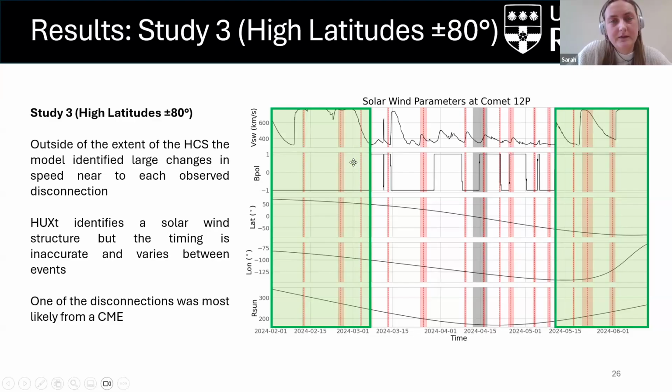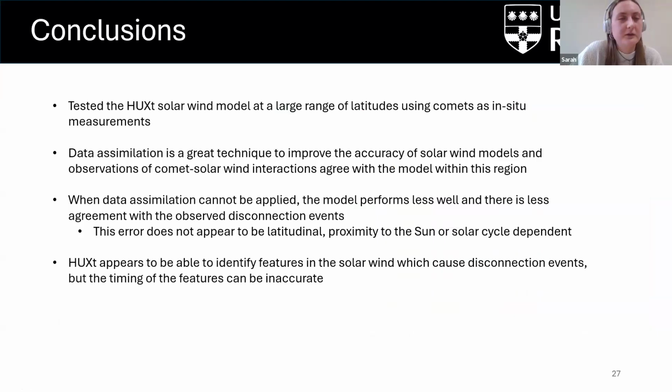Also, this event here that we're seeing, I don't know if you can see my cursor, but the second event occurs not really near any solar wind change. However, we did identify later that this was most likely due to a coronal mass ejection, which was near the comet at the time of this disconnection. I've realized I've gone really fast, sorry.